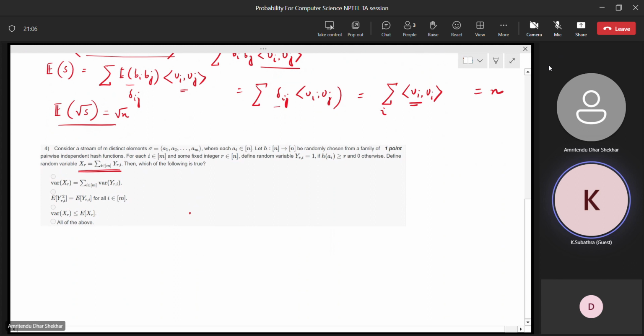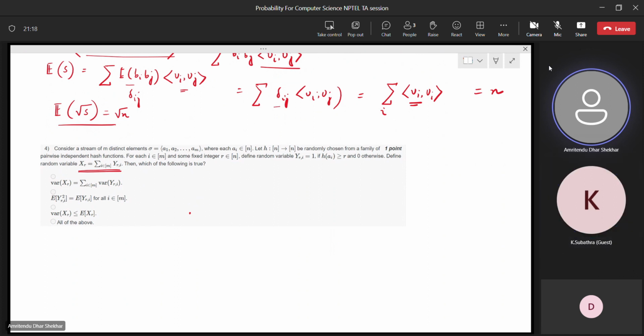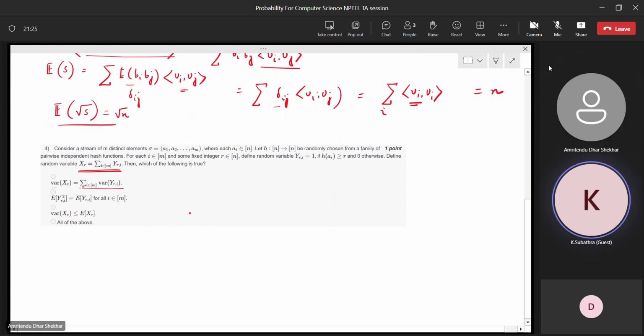It's defined as X_r is the same as the sum of Y_{r,i}. Yeah, correct. But why is this true then? The variance of X_r is the same as the sum of the variances of Y_{r,i}. Yeah, but why does the variance distribute? When you apply the variance, why does the variance distribute? Is the question.